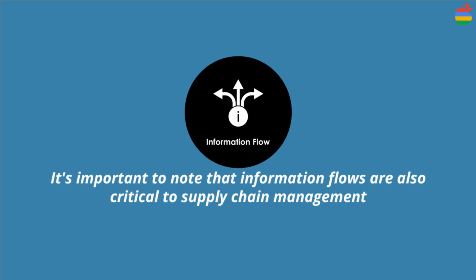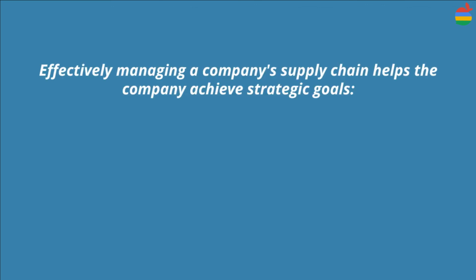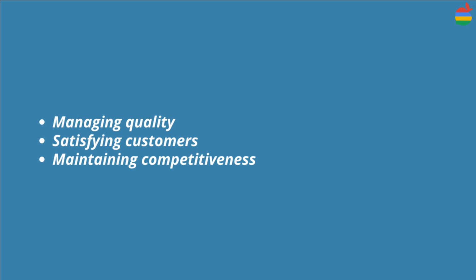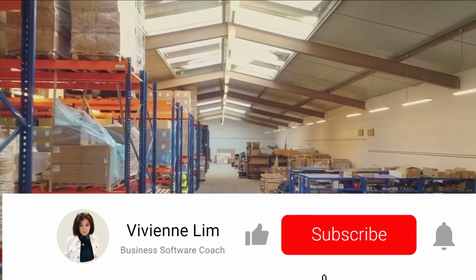Another important aspect of supply chain management is controlling the flow of information to make effective and efficient decisions. Effectively managing a company's supply chain helps the company achieve the strategic goals of quality management, customer satisfaction, and maintaining company competitiveness. That's the end of my sharing in today's video.